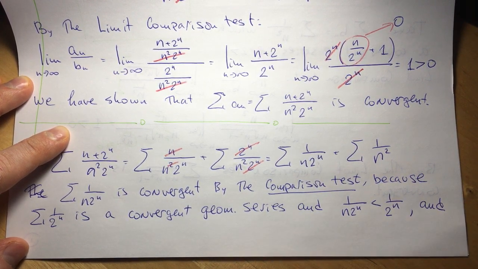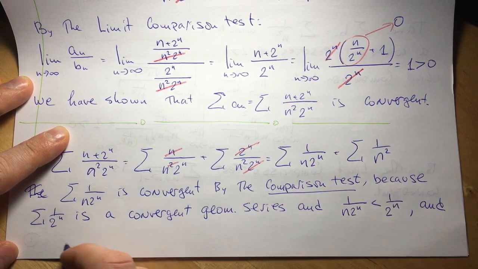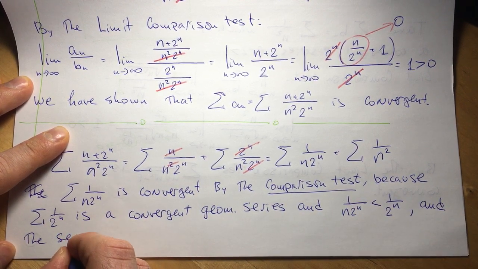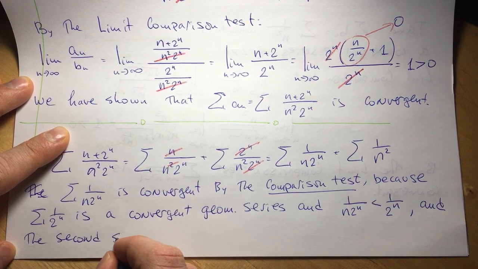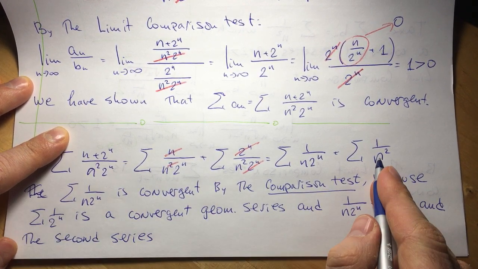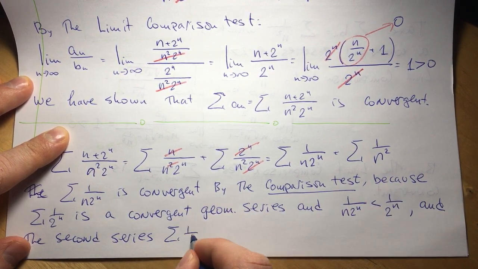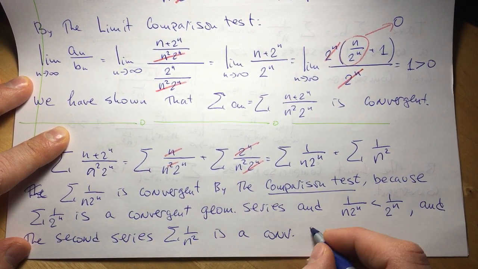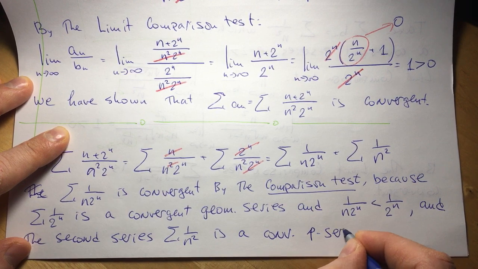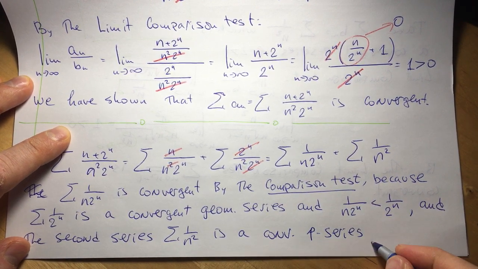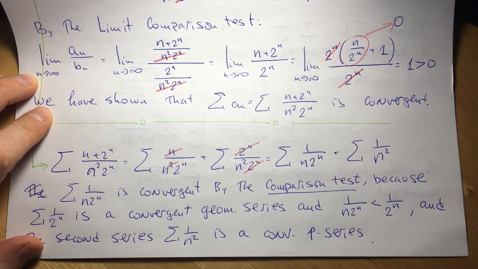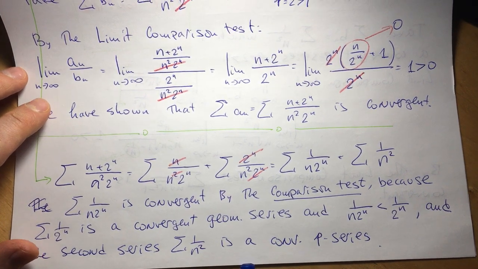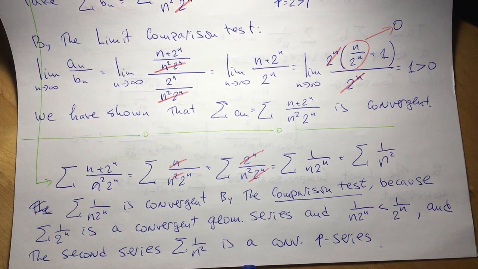And the second series, the second summand, is a convergent p-series. So there you go. You have two different ways how to do this particular problem.